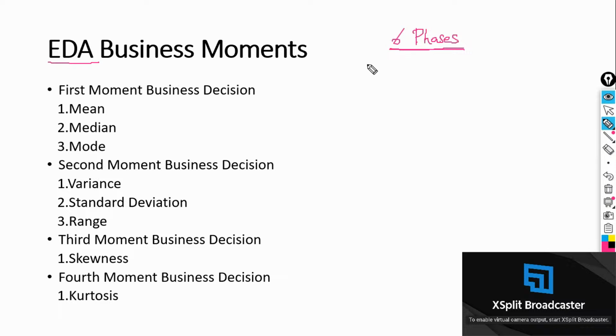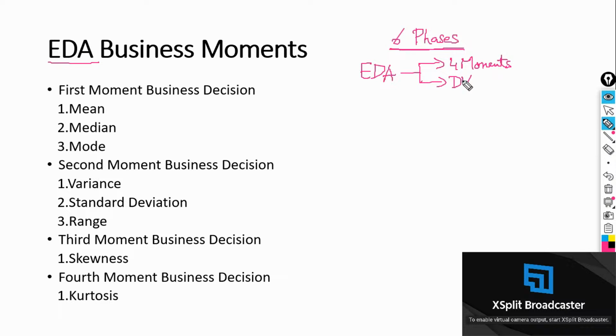Under EDA, we started learning EDA. Under EDA, there are four moments: first moment, second moment, third moment, and fourth moment, plus data visualization. We are going to visualize the data. EDA is a data analysis technique where we get insights by calculating all these four moments and visualizing the data. We are trying to visualize the raw data that was shared by the client.